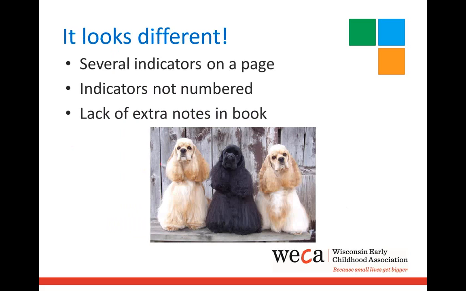So the scale looks a little different than the other ones. It has several indicators on the page. All the other ones just have one indicator per page. The indicators are not numbered, and there's not a lot of extra notes in the book. So if you have a new book, you should go ahead and number all the indicators, and they have directions on the ERS website on how to do that. And then you should also print off all the extra notes for clarification and add them to your book. What I suggest is getting big long page sticker sheets, and printing them off and sticking them on.